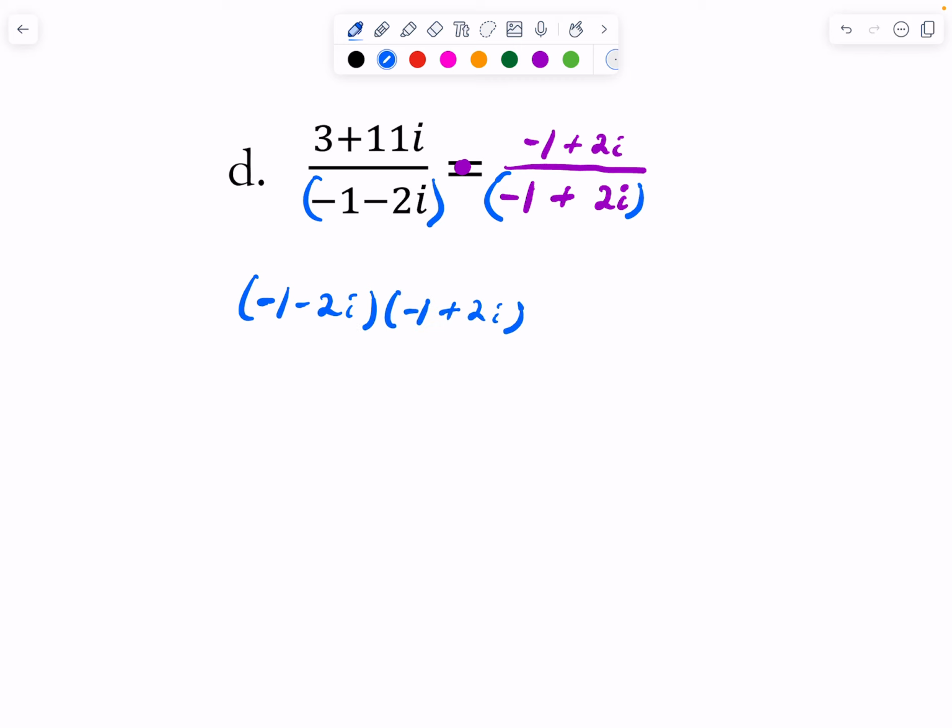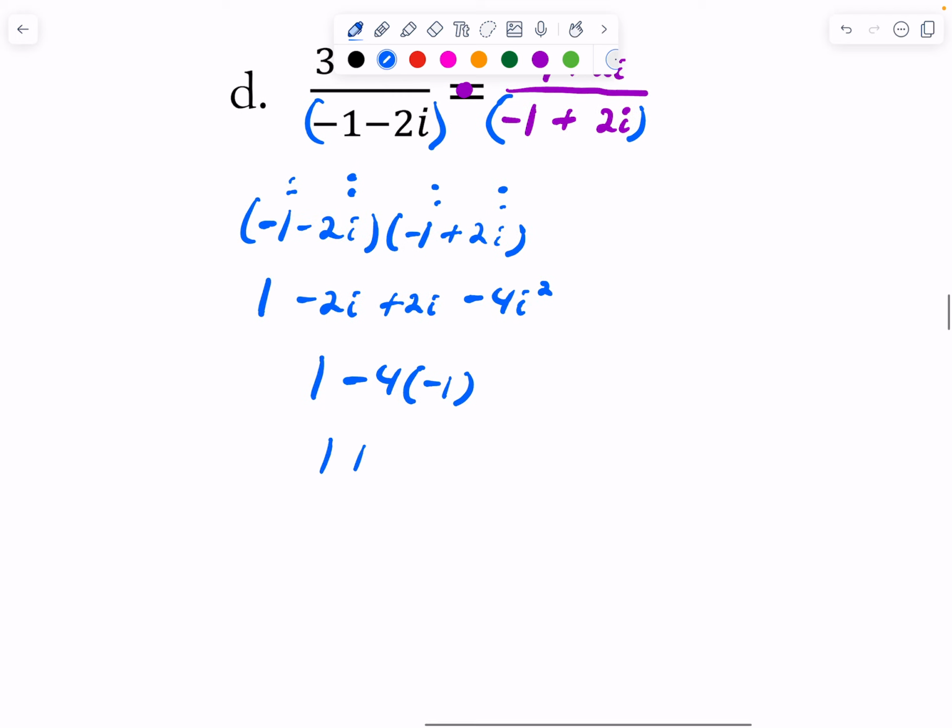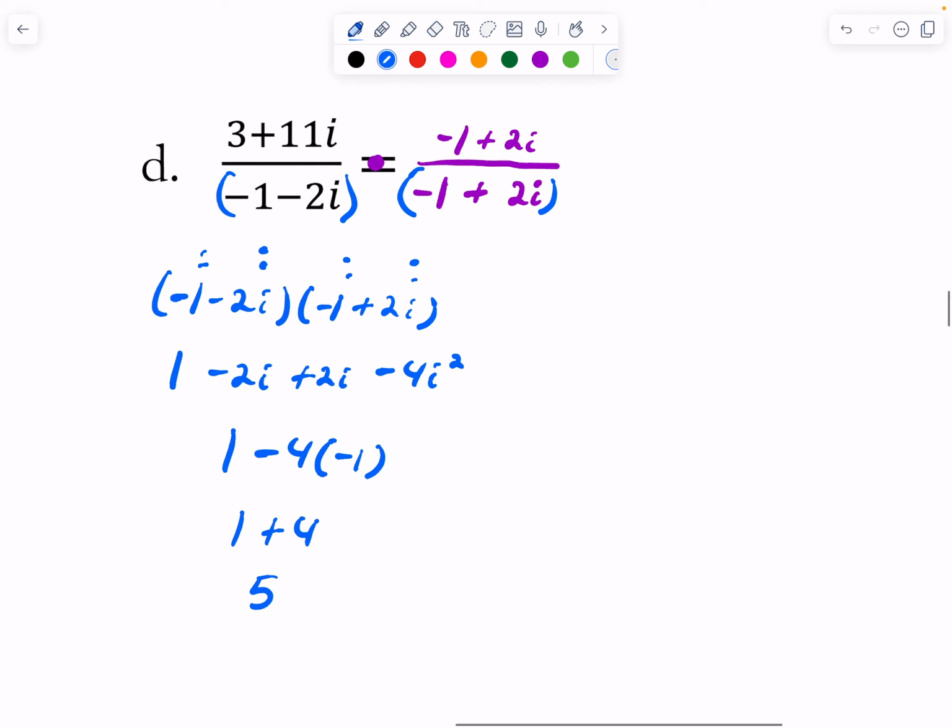So negative 1 times negative 1 is 1. Negative 1 times 2i is minus 2i. Negative 2i times negative 1 is plus 2i. And negative 2i times 2i is negative 4i squared. Bring down the stuff that doesn't make 0. That's going to be 1 plus 4, and you get 5.